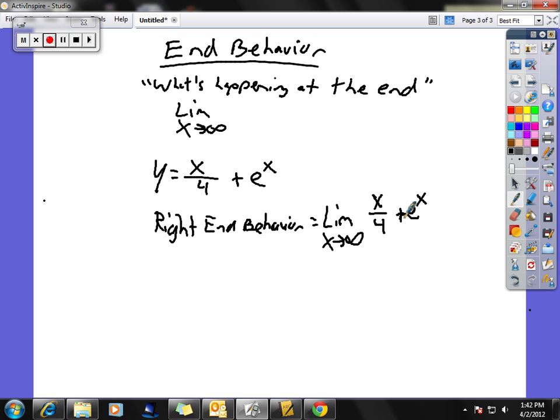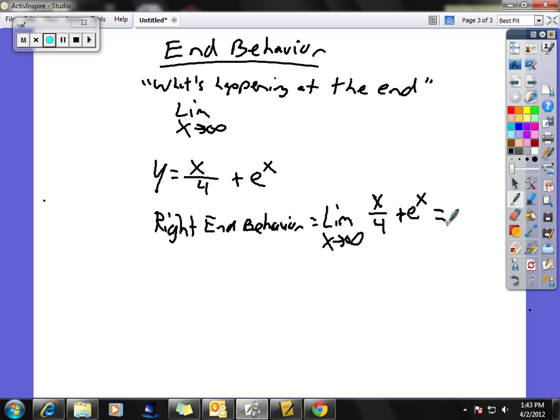I reversed that. Okay, so we want the limit as x approaches infinity of x over 4 plus e to the x. We want to know what's happening at the end of this, which means what's happening at infinity. So, is either one of these terms more important than the other one as x approaches infinity? That's what you have to ask yourself. So, what's more important, infinity over 4 or e raised to the infinity power?